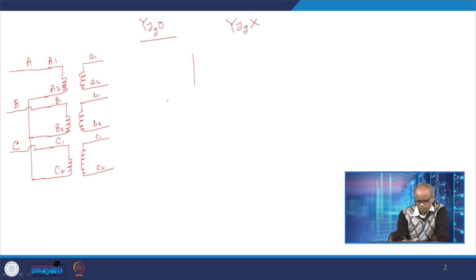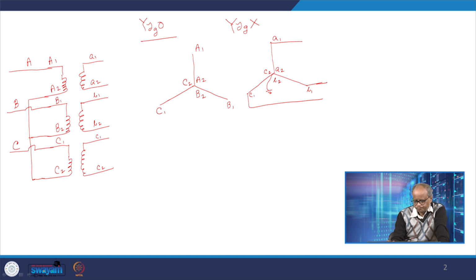So, Y: this is A1, A2, B1, B2, C1, C2, and at the secondary side this is A1, A2, B1, B2, C2, and this is grounded, and this is phase A, phase B, phase C. So, the connection is as usual.